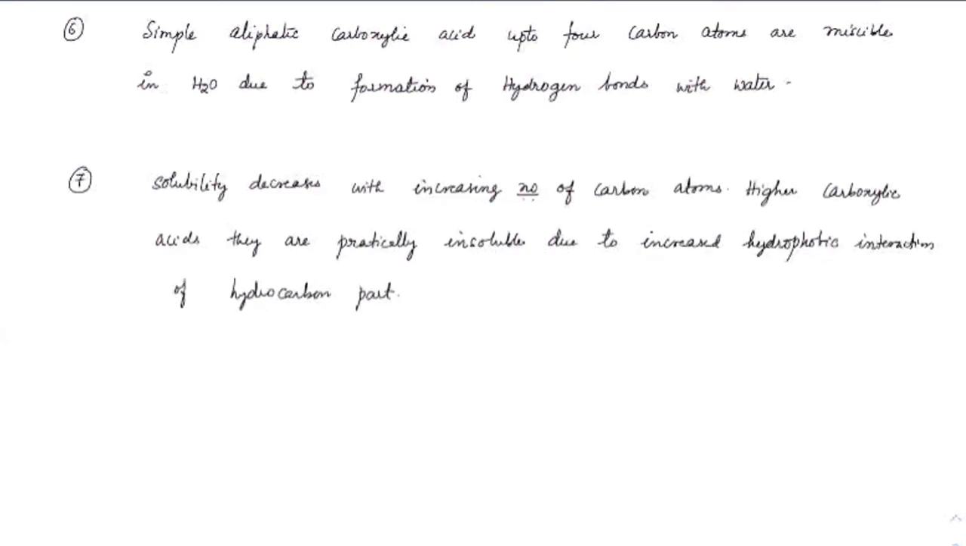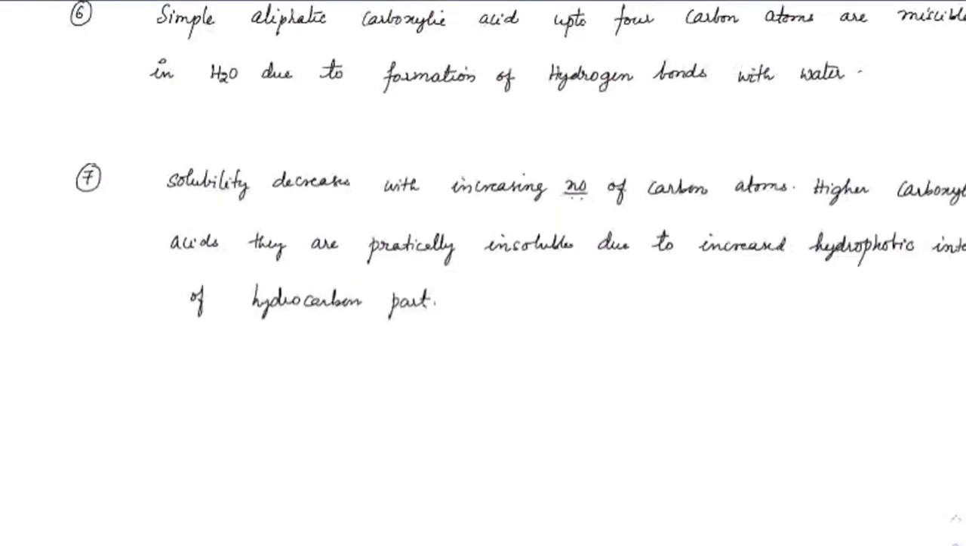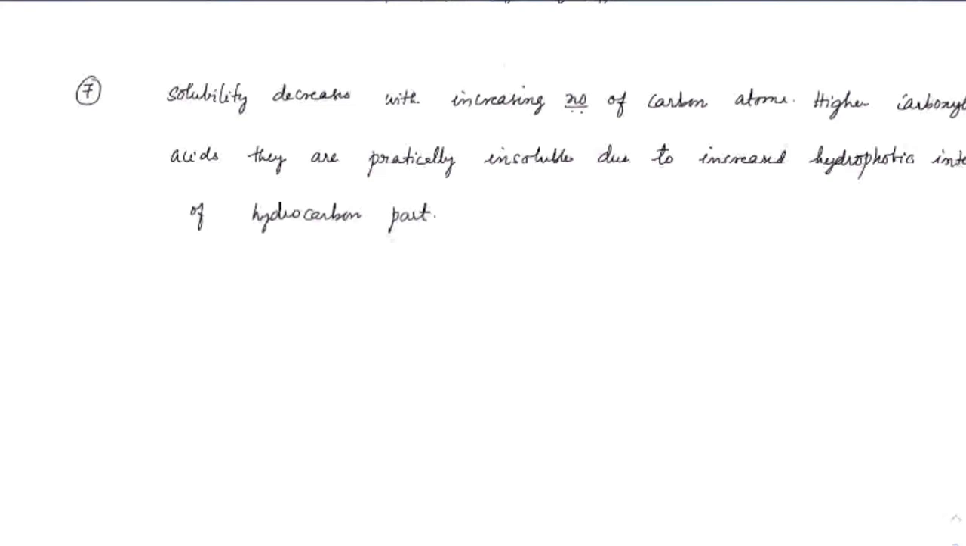Mainly these are the physical properties which you need to know for carboxylic acid. Any doubts so far? Can I add one point, that benzoic acid is a white crystalline solid. White crystalline solid. So it is not easily soluble in water.